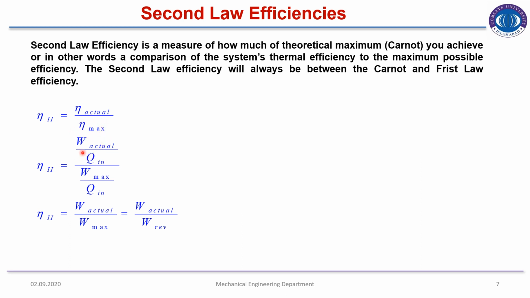Actual efficiency is calculated by W actual divided by Q in, and maximum thermal efficiency, or Carnot heat engine efficiency, is calculated by W max divided by Q in. So Q in will cancel out and the term left is second law efficiency equal to W actual divided by W max. Maximum work is obtained only by a reversible heat engine, therefore W max is replaced with W rev, which represents the work output of a reversible heat engine.